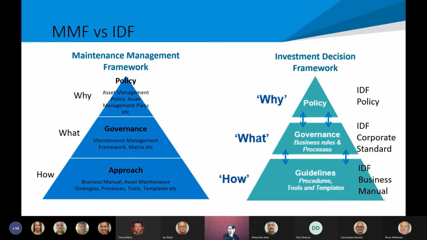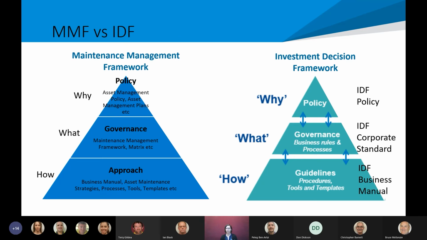This was just a really simple picture. Often we talk about these frameworks as just that process picture, but the framework is actually made up of a lot of different elements. It starts at the top with the policy. I've shown here the differences between the maintenance management framework and the investment decision framework. They are slightly different in terms of their governing documents. The MMF is very much around the asset management system documents, whereas the IDF has an actual policy.